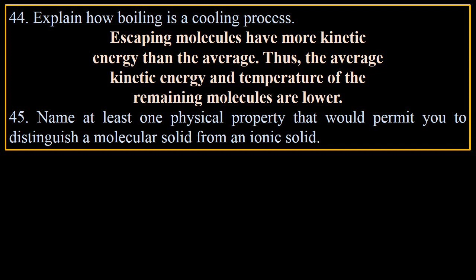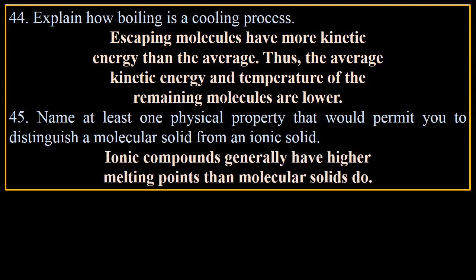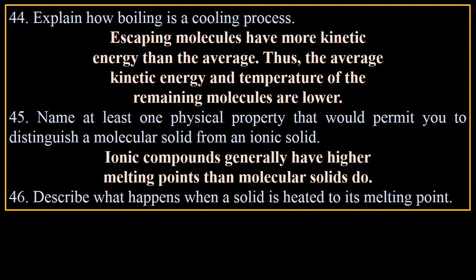Name at least one physical property that would permit you to distinguish a molecular solid from an ionic one. Well, ionic solids have very high melting points, very high boiling points. Molecular solids are the opposite. Ionic compounds generally have higher melting and boiling points. It doesn't say that there, but higher melting points. They would have to be in controlled environments to actually have a boiling point than do molecular solids do.